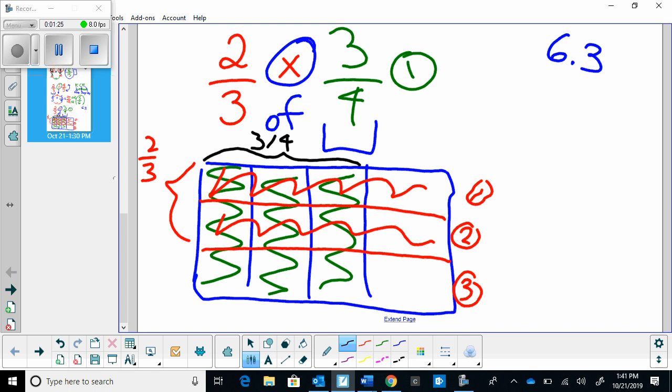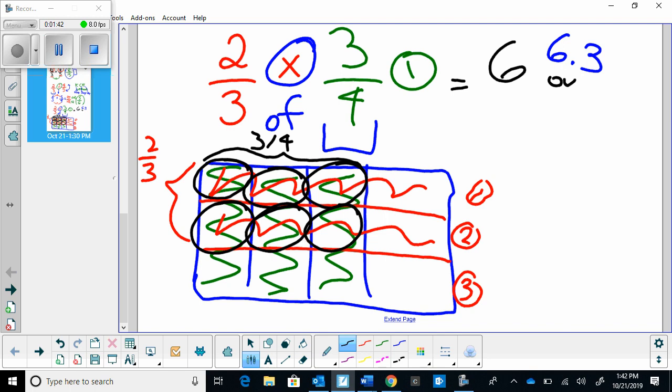We want to see where they overlap. Where do we see green and red? If we look at this one, we see green and red here, green and red here, green and red here, green and red here, green and red here, green and red here. So we end up having 6 that overlap.